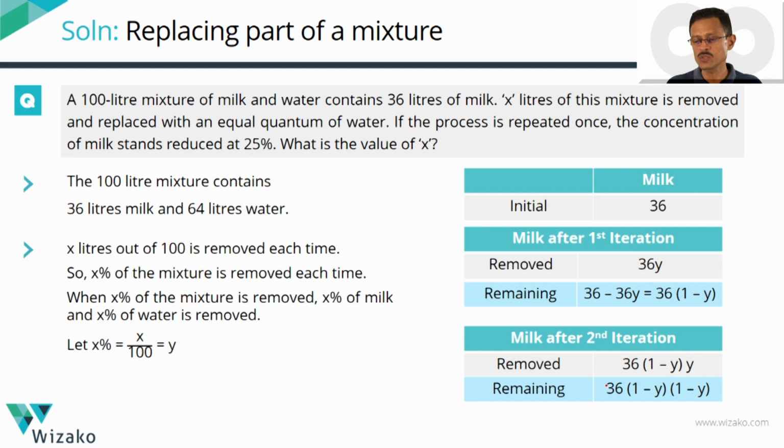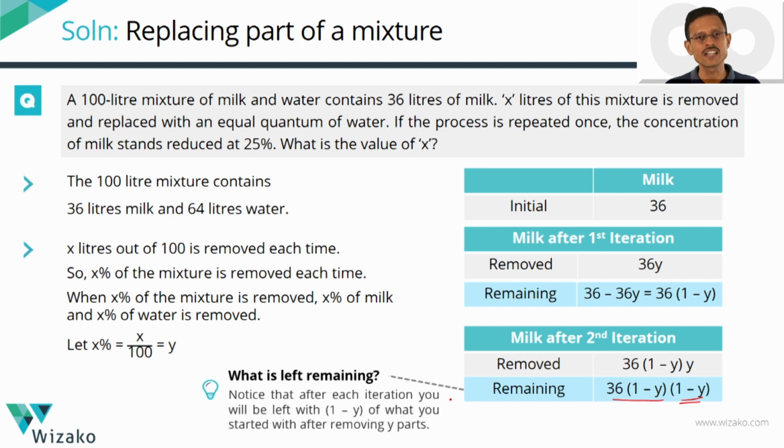So if we take this 36 into 1 minus Y common outside, what is going to be left is 36 into 1 minus Y into 1 minus Y. We'll quickly infer one important thing at this point. We'll realize that at the end of each iteration, we'll be left with 1 minus Y of what we started with. So if we repeat this process twice, we'll be left with 36 into 1 minus Y the whole square. If we do this process 4 times, we'll be left with 36 into 1 minus Y raised to the power of 4. So this is the amount of milk remaining at the end of 2 iterations.